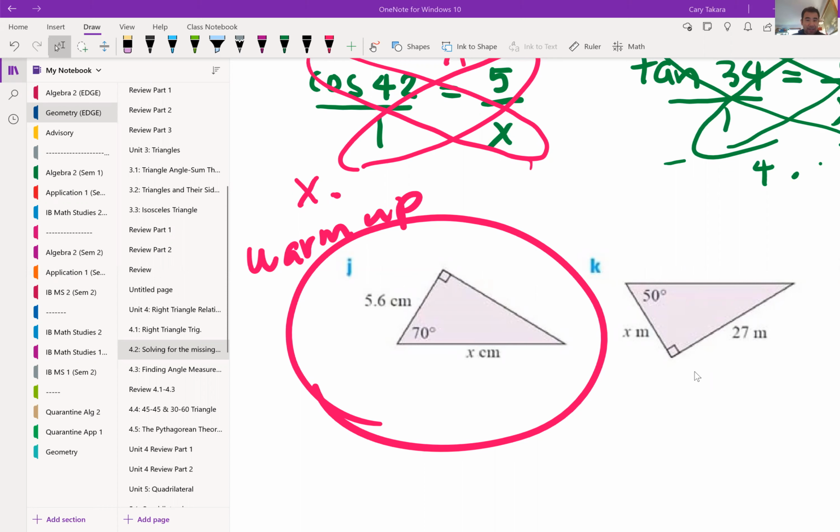Okay, so let's get started. The first step of solving for this x, the measurement, is to label the three sides of a right triangle. First, you're going to label the opposite side. The opposite side is called opposite because it's the opposite side of the focus angle, which in this case is 70 degrees. So this side is called opposite.